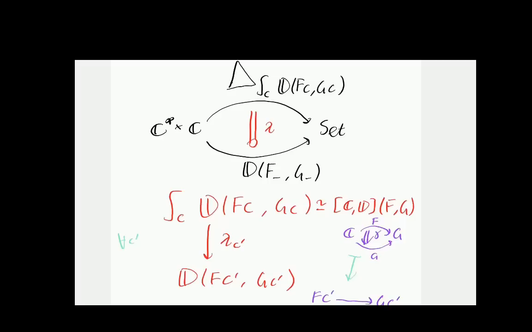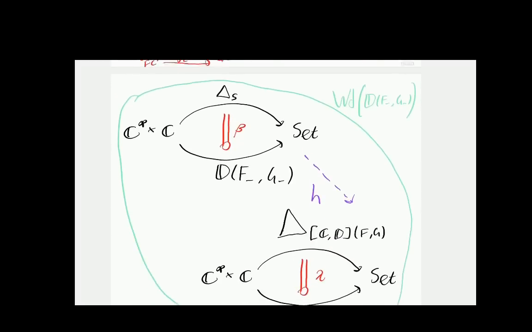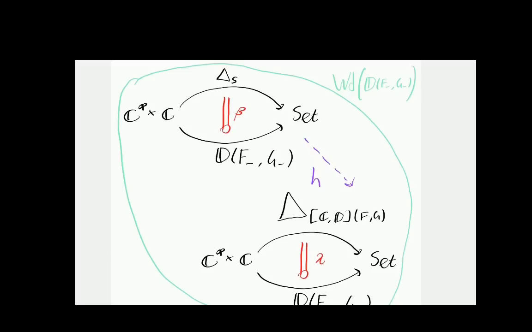Okay, we need to show that this is a terminal object in our category of wedges of this bifunctor here. So basically, this is our category of wedges. We know that we have this wedge here, and we want to show that it's terminal. So let's consider another wedge. And we want to show that there's going to be a unique arrow from this to this. So firstly, let's just think about the nature of a general wedge in this category.